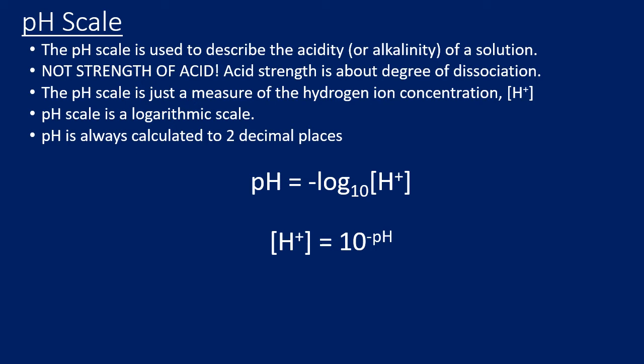So pH is minus log of H+, or to rearrange it to get H+ equals, because you're going to be asked to do 2 things in exams. You'll either be asked to calculate the H+ concentration from a pH, in which case it's 10 to the minus pH, or you're going to be asked to calculate the pH from the H+ concentration. So you need to be aware of both of these, or being able to change between the 2 of them.